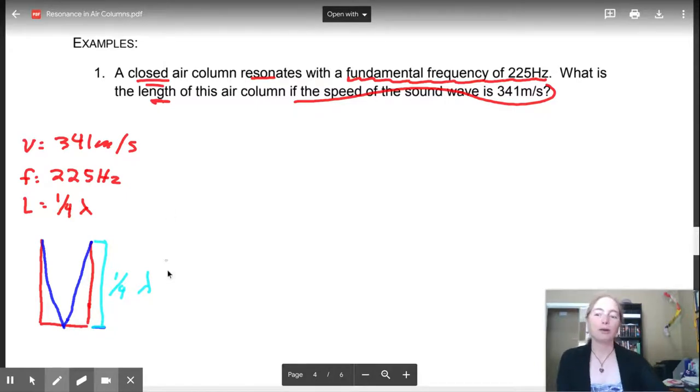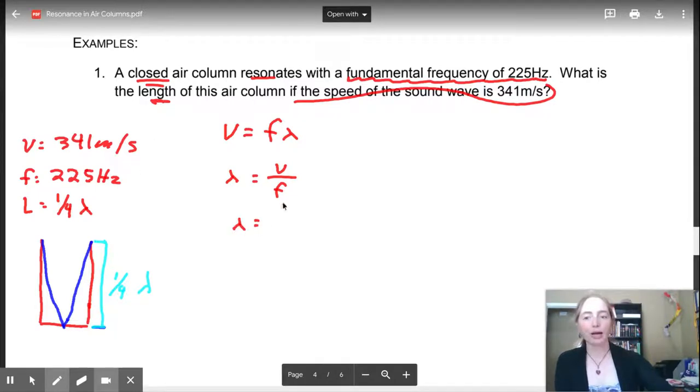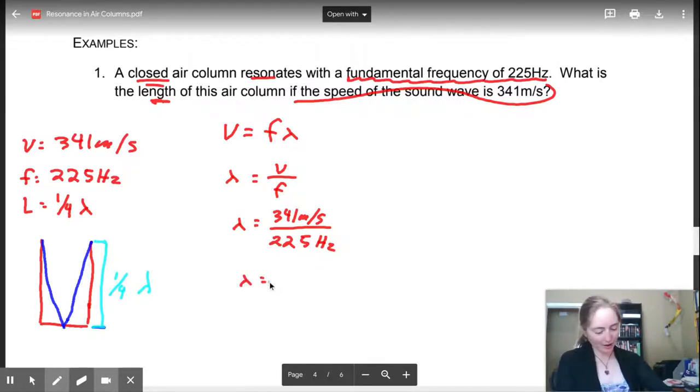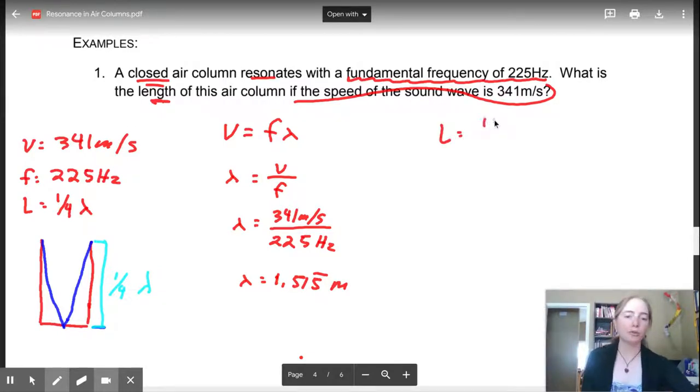All right, we need to first determine what our wavelength is. Well, we've got speed and frequency, so guess what we can do? V is equal to f lambda. I want lambda, so lambda is going to equal the speed divided by the frequency. You have the speed of your wave, 341 meters per second, and a frequency of 225 hertz. Once you plug that into your calculator, you are going to get a wavelength of 1.515 repeating meters.